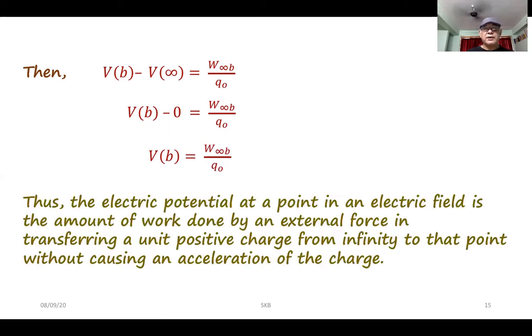Thus, the electric potential at a point in an electric field is the amount of work done by an external force in transferring a unit positive charge from infinity to that point without causing an acceleration to the charge.